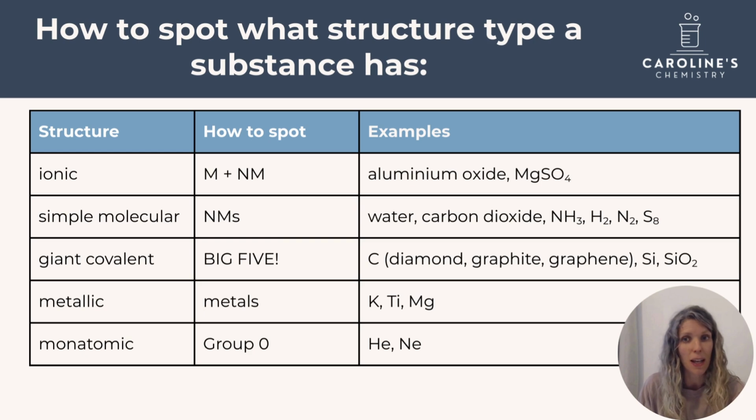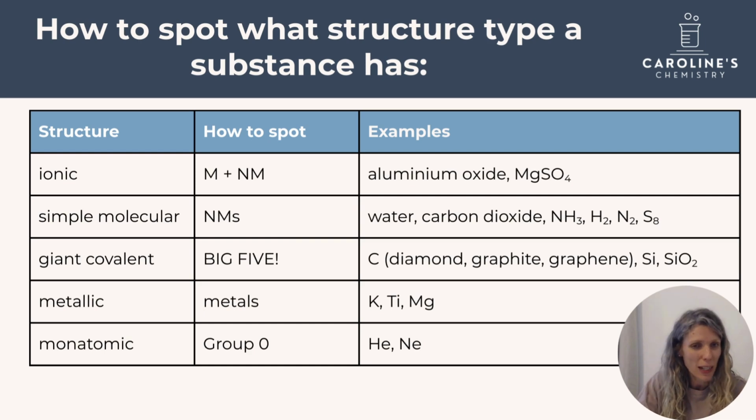Okay, second structure type. This one I'm calling simple molecular, but sometimes you will hear it called simple covalent. Simple molecular substances are a combination of non-metals. Some examples are water, H2O, hydrogen and oxygen, both non-metals. Carbon dioxide, CO2, carbon and oxygen, both non-metals. NH3, you might know the name of that one, so see if you can guess it before I tell you. It's called ammonia. In ammonia, we have nitrogen and hydrogen, both non-metals, so that is simple molecular.